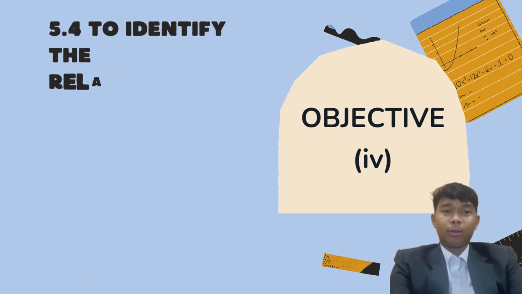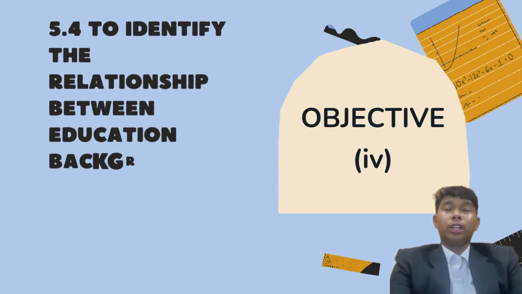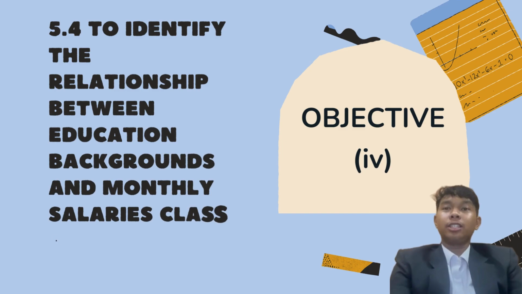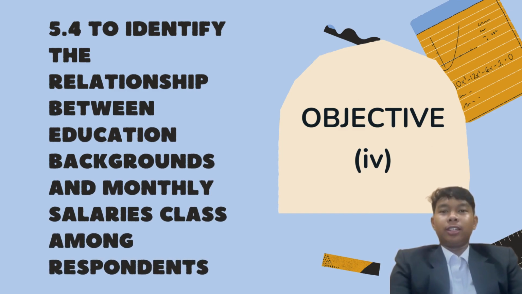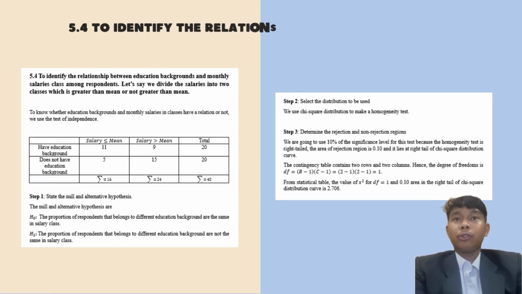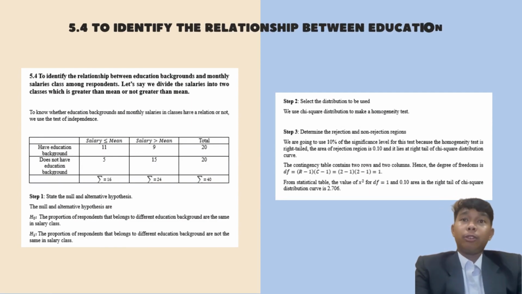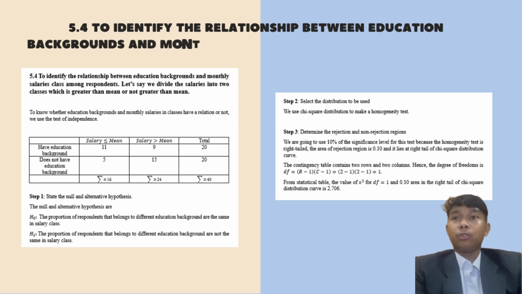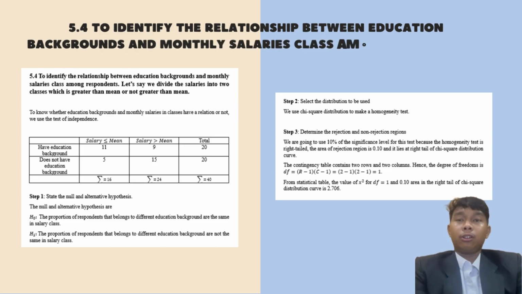Assalamualaikum warahmatullahi wabarakatuh. Now, I will continue with the last objective, which is to identify the relationship between education background and monthly salary class among the respondents. First of all, to identify this relationship, we must divide the data into 2 classes, which are greater than the mean or not greater than the mean.